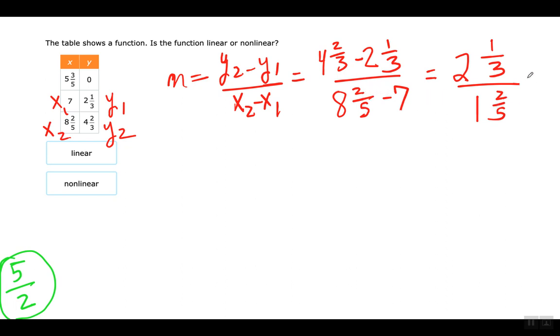Okay, now when I change that to improper fractions, lo cambio a fracciones impropio. Esto sería 7 sobre 5 y el de arriba 7 sobre 3. So 7 over 3 divided by 7 over 5. Because that's what this means.